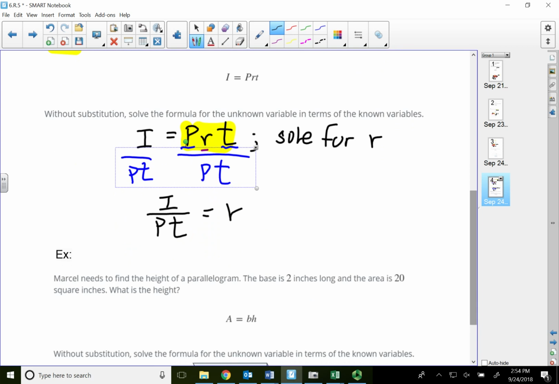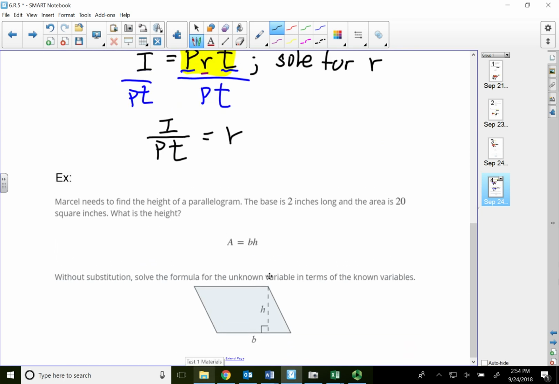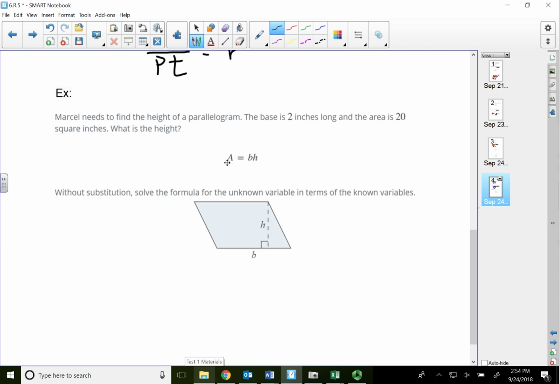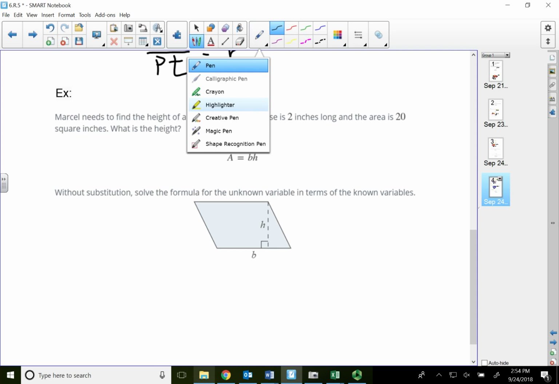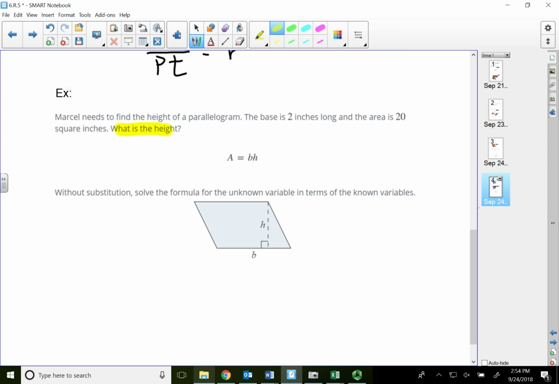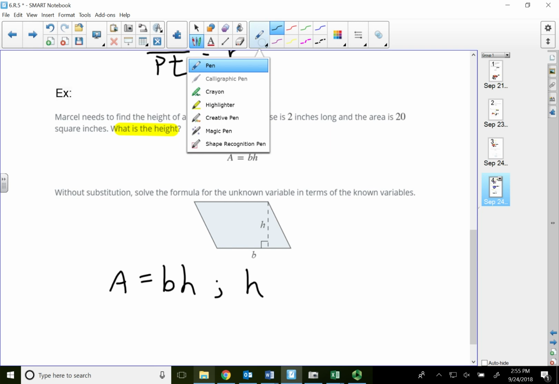Now, this is the area formula for a parallelogram. Again, this is only two terms. What is the height? So this problem wants me to solve for the height, base times height. So I need to solve for h. Area equals b times h. Solve for h. Again, this is only two terms.